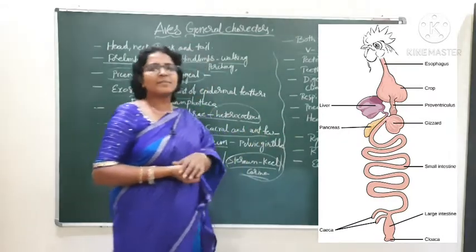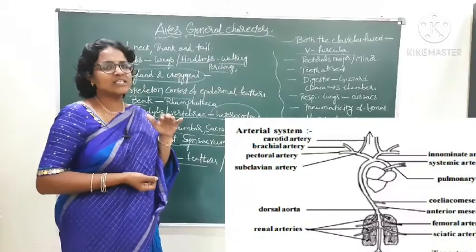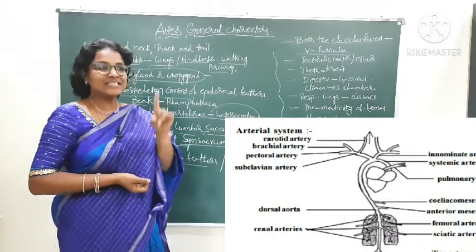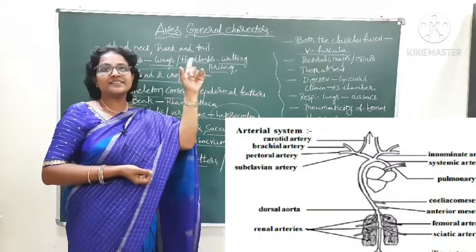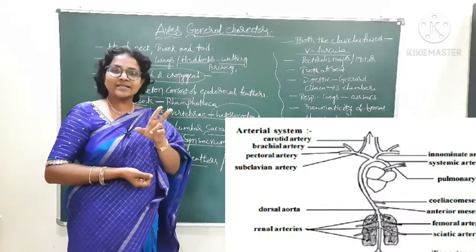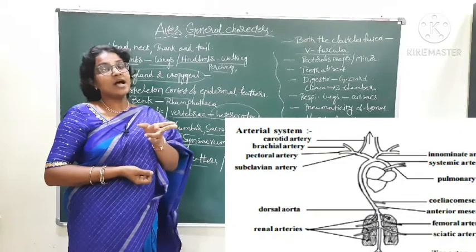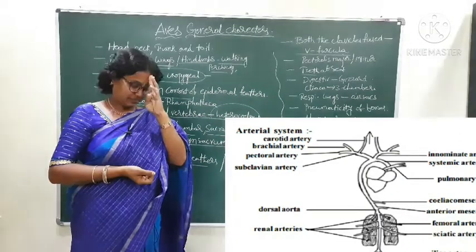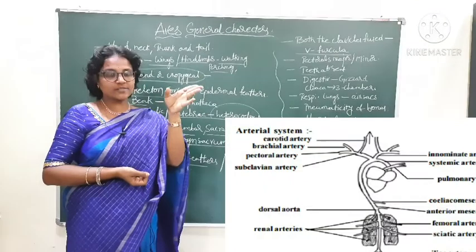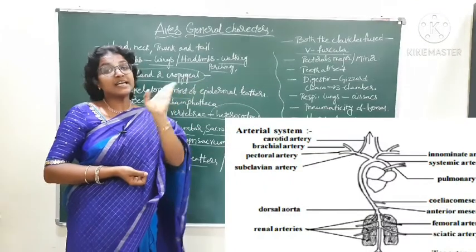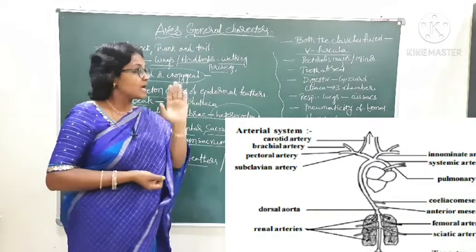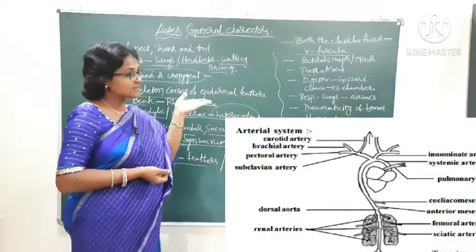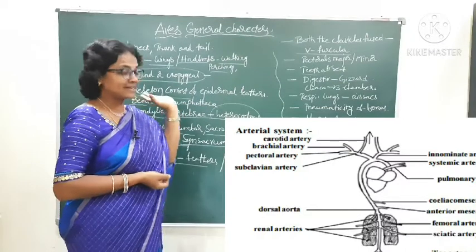Heart is 4-chambered. Sinus venosus and conus arteriosus both are absent. Sinus venosus and conus arteriosus are present in the amphibians. Only sinus venosus is present in the reptiles. Conus arteriosus and sinus venosus are absent in the aves.